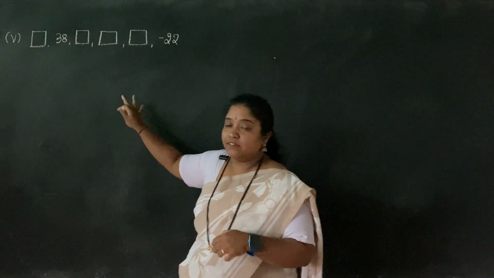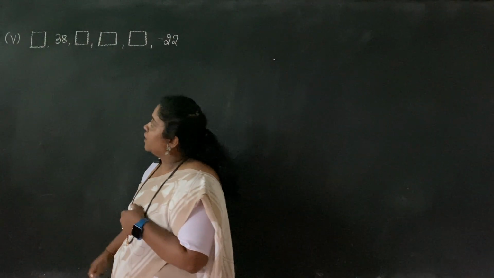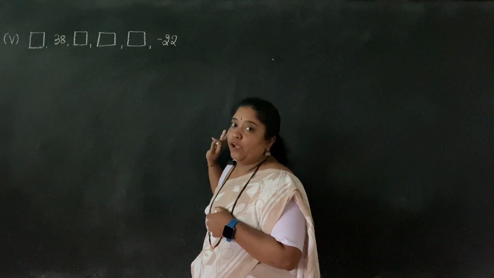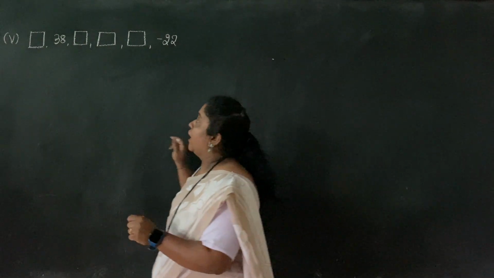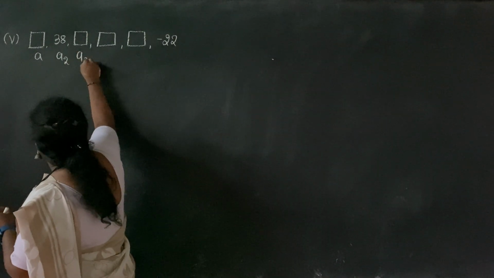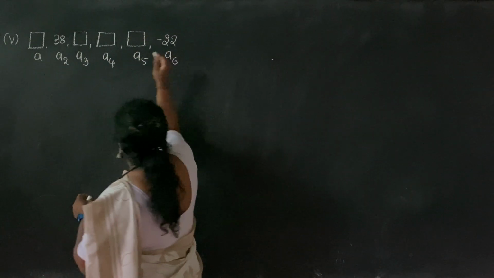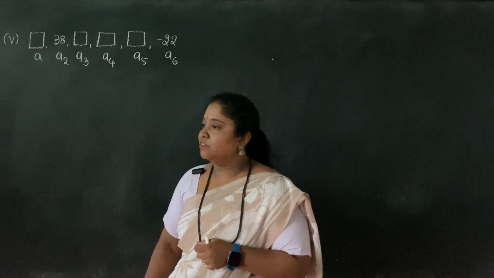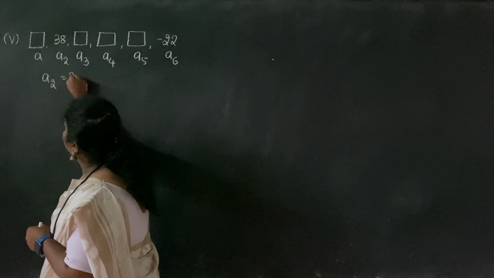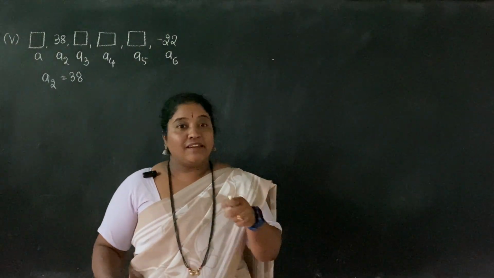Next question. See, this is the last question in case of filling the blanks. Third question. Okay. See, box comma 38 comma box comma minus 22. I told you. Write the term value. Okay. This is the first term, second term, third term, fourth term, fifth term, and I have sixth term. Okay, my dears, you just see here. Second term is provided. A2 is equal to 38. Okay, dears. A is not provided. Question is being little difficult.